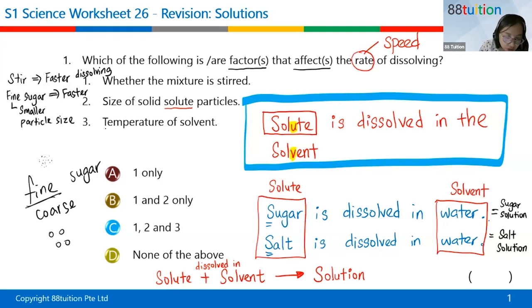Right, then how about temperature? You want to dissolve faster, you use hotter water or colder water? Can you type into the chat, hotter water, colder water to dissolve sugar? Okay, good. So higher temperature. All right, so will be faster. All right, faster dissolving.